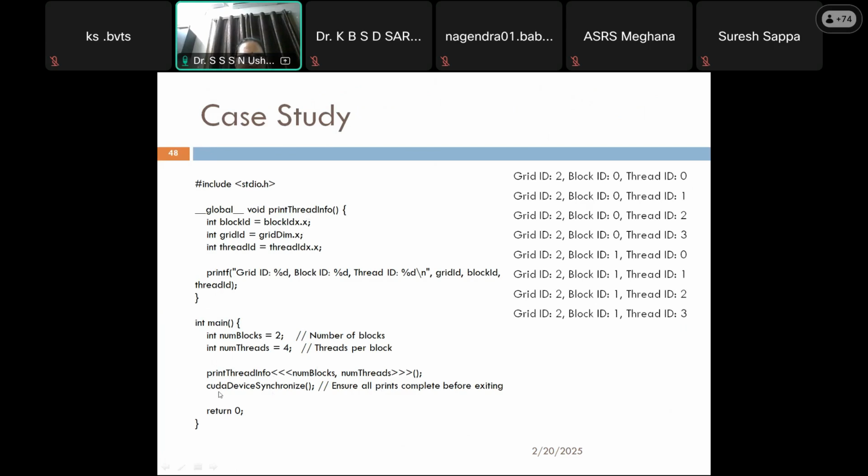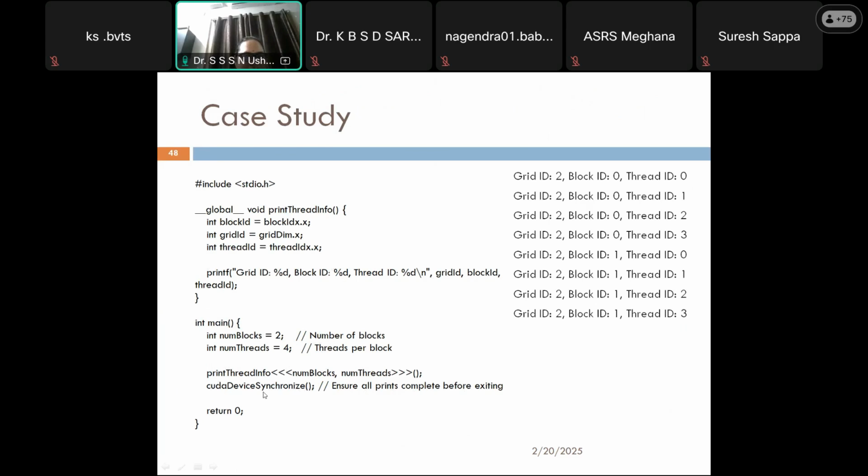Here cudaDeviceSynchronize means ensure all prints are completed before exiting. Even without it, it is able to print the statements one by one, but here we ensure all the prints complete before exiting. Before the end of this main function, it should complete all the prints, and then only exit. That is the constraint here: cudaDeviceSynchronize.